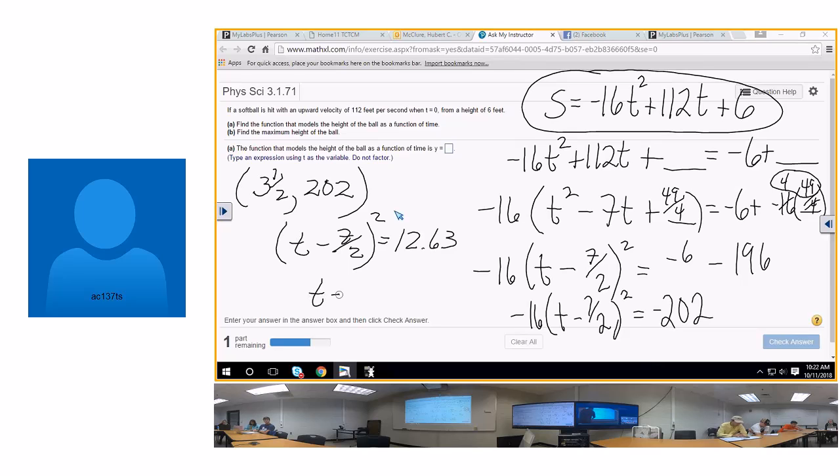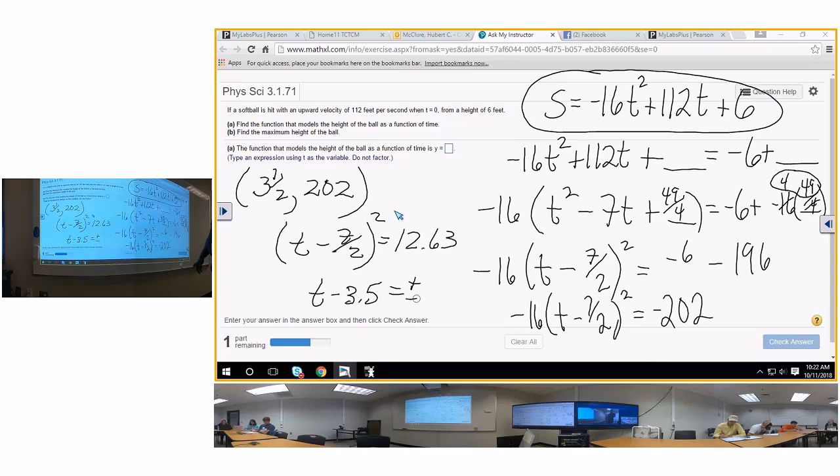T minus 3.5 is equal to positive or negative the square root of 12.63. Let me try it. I know nobody's going to communicate with me, so I got plenty of time. The square root of 9 is 3. Square root of 16 is 4. 12.63 is between 9 and 16, so you're talking about 3.5 or 3.6. What is it? 3.6 rounded, good enough for government work.